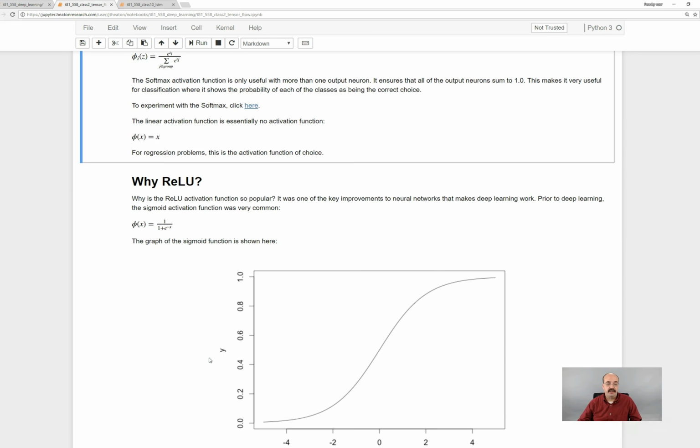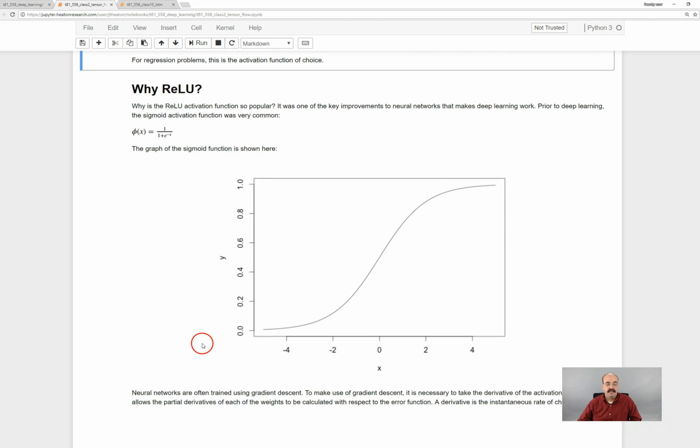Rectified linear unit has become the primary activation function used with neural networks. Previously, the sigmoid-shaped activation functions were common. You might have heard of sigmoid and hyperbolic tangent. This is the graph of a sigmoid function. It was used primarily as a squashing function.